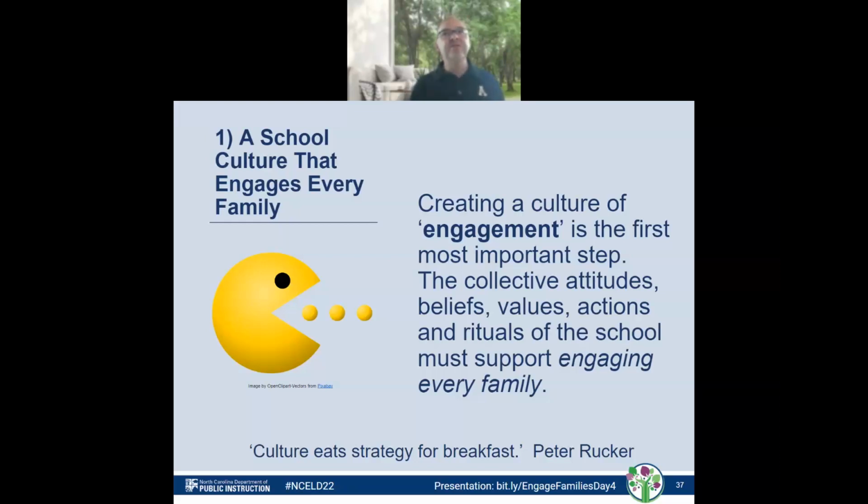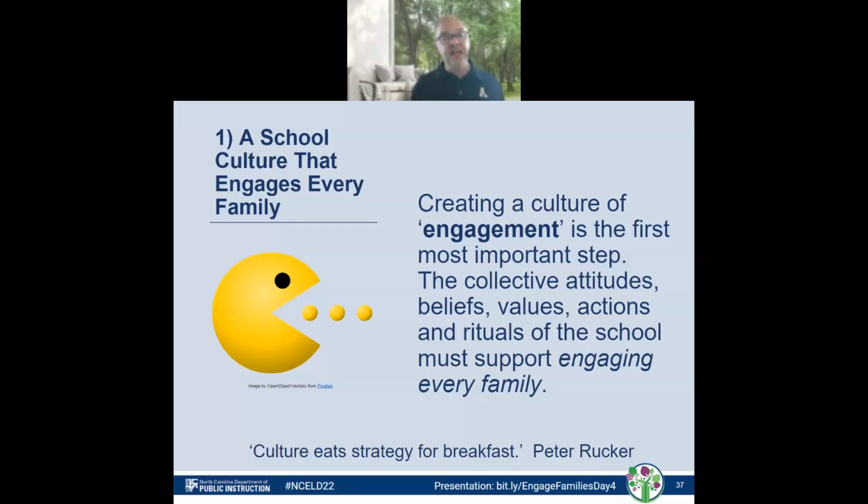And as we talk about this, we really have to think, do we really want to engage every family? Does everybody in our building really want to engage every family? How does the word every make us feel? Does that feel like too big of an ask? Can we think of families that might be challenging to engage?